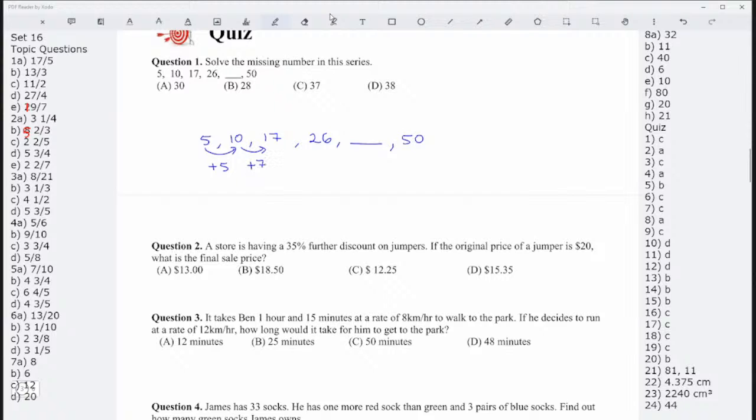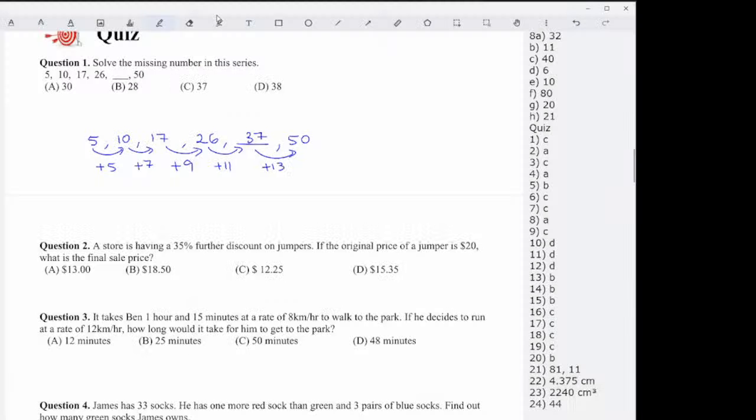Notice I add 7 here. Here I'm adding 9 and 5 to reach up to 7 to reach up to 9. We notice we are adding 1 each time. So there's 2 each time. So that means the next one we need to add 11. So that should give you 37. And to double check, do we add 13 to get to 50? The answer is yes. So therefore our answer has to be C.